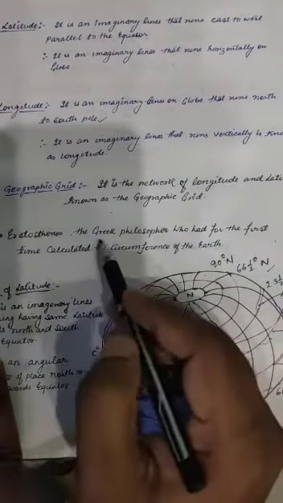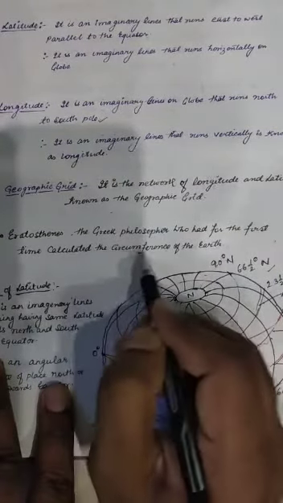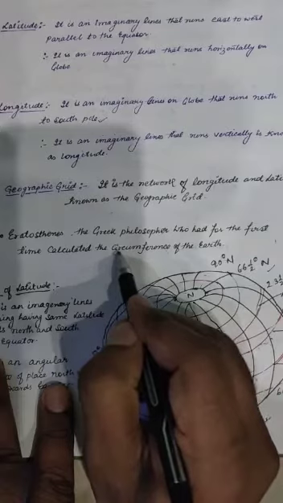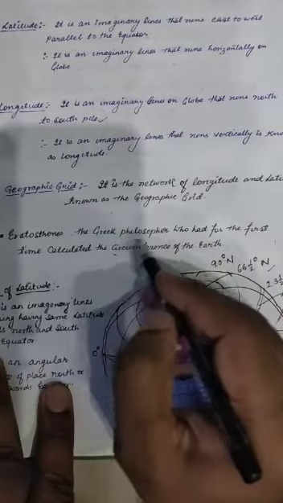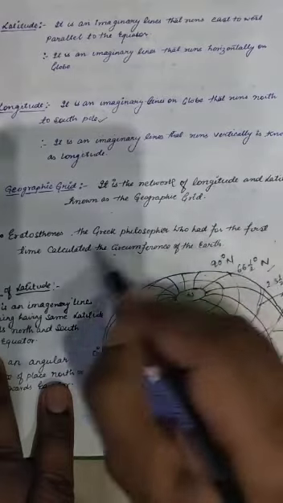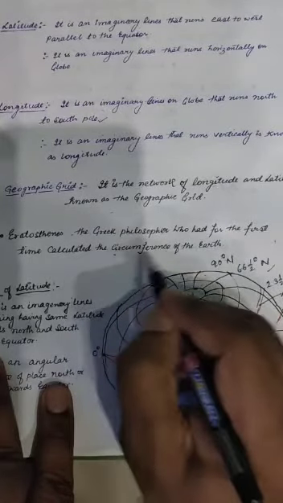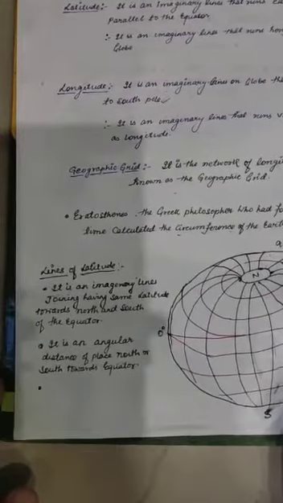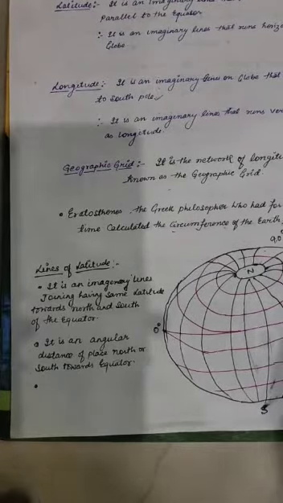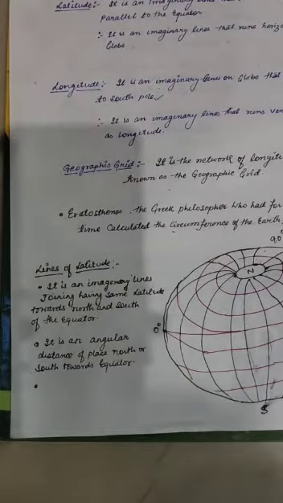Who calculated the first circumference of the earth? Eratosthenes, the Greek philosopher, who for the first time calculated the circumference of the earth. Now we will discuss the details of latitude.